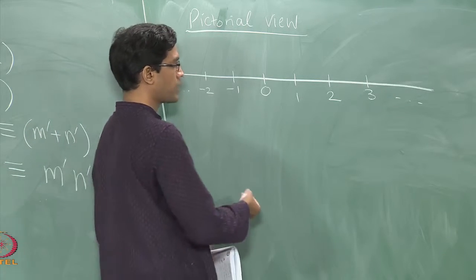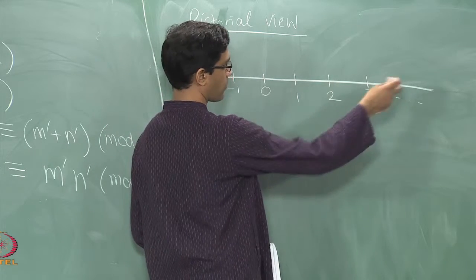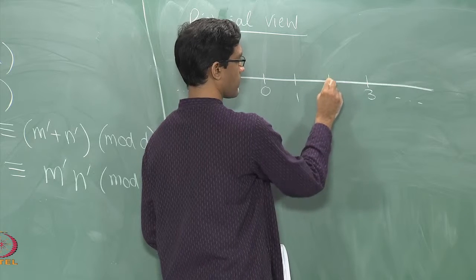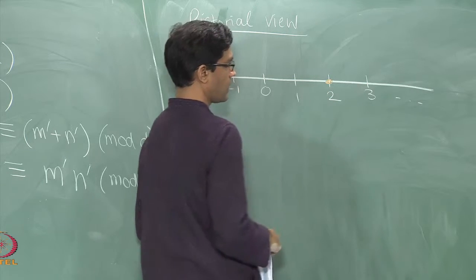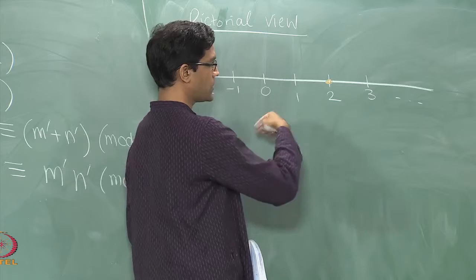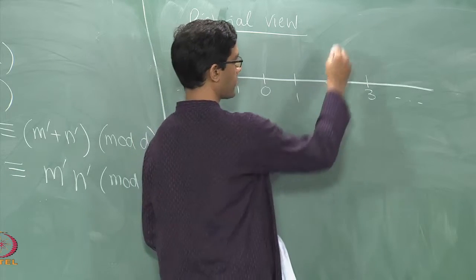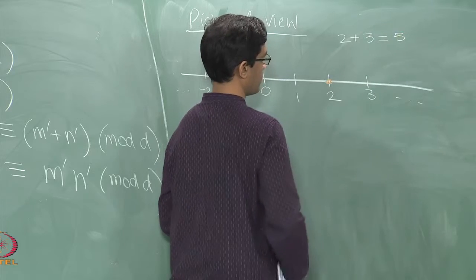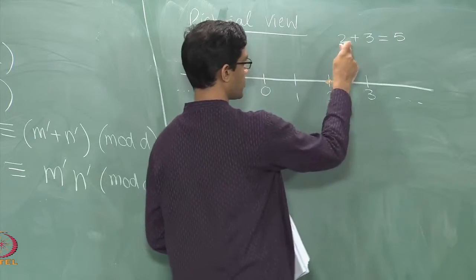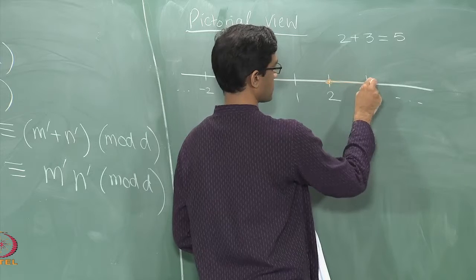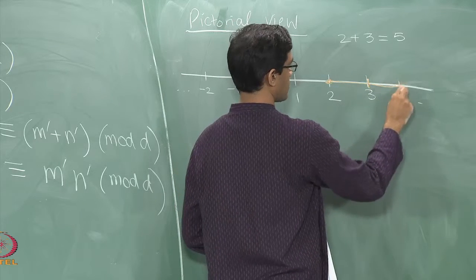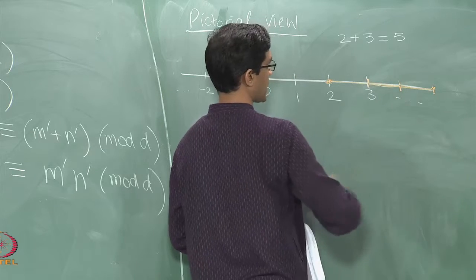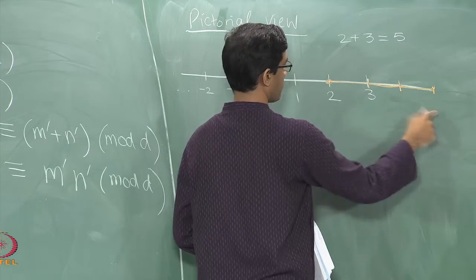So if you wanted to add 2 and 3 only using this picture, here's what you would do. You would start with one of the two numbers. Let's say you start with 2 and you go 3 steps from there. So 2 plus 3 gives you the number 5. Pictorially it becomes the following: you start at 2 and then you take 3 steps. So 3 steps would mean 1, 2, 3, and where you land is exactly the answer. So 3, 4, 5.